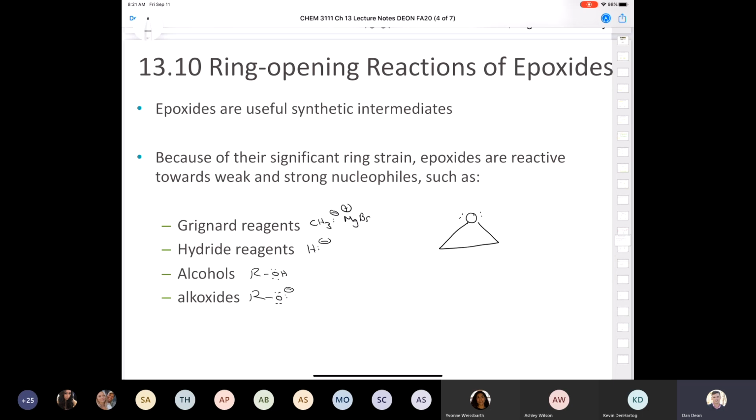If you have a tertiary carbon present, then the nucleophile is going to attack at the tertiary carbon. Say, what? Why would the nucleophile attack at the most hindered carbon?